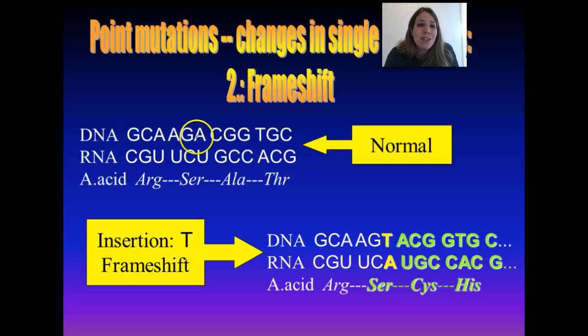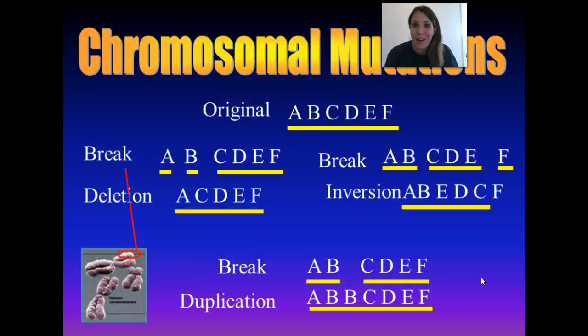So now the next triplet, instead of CGG coding for GCC, coding for alanine, I get ACG coding for UGC, which codes for cysteine, which throws the next 3 off, which codes for histidine instead of threonine. So now everything downstream is off. I get completely the wrong sequence of amino acids, which means I get completely the wrong protein, which means I don't get the trait I'm supposed to get. This usually causes genetic abnormalities, generally not a good thing.